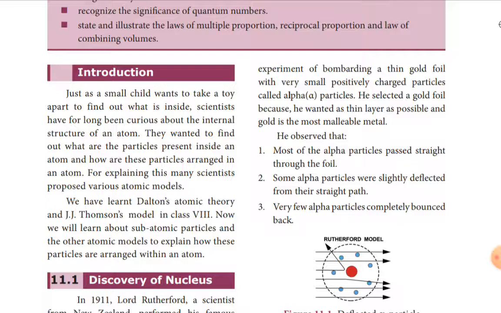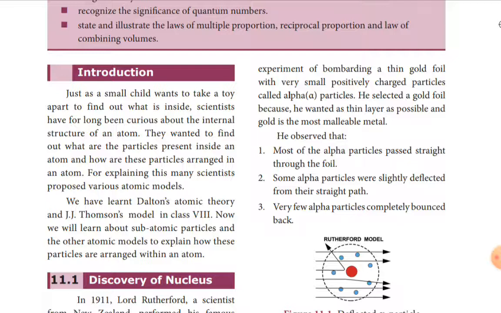Next, see J.J. Thomson's model. J.J. Thomson tried to explain a different model of the atom, and he proposed a model of the atom that is more or less similar to a Christmas pudding, like a Christmas cake, how the fruits and nuts are embedded in the Christmas cake, like that.